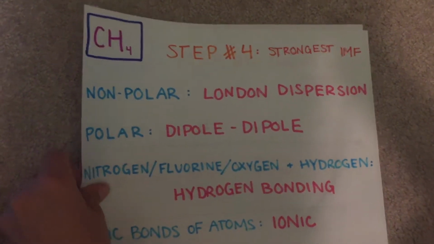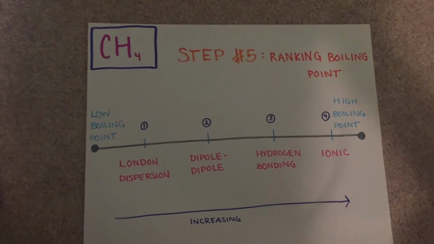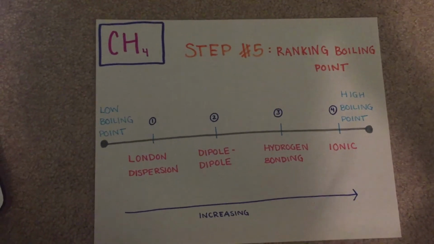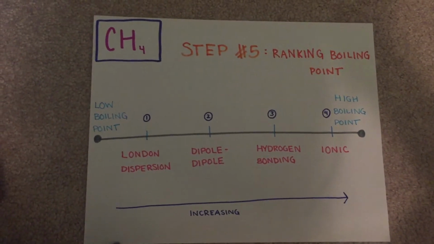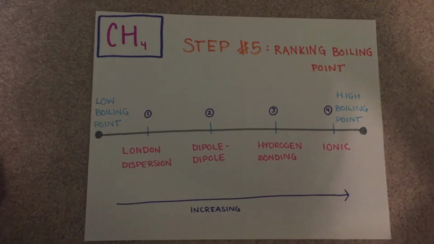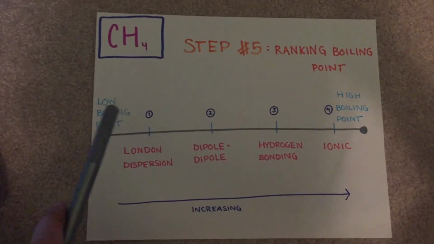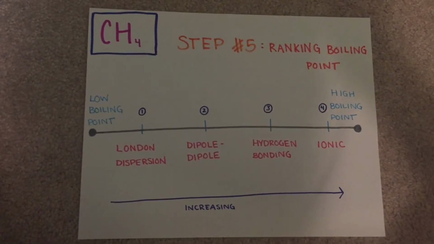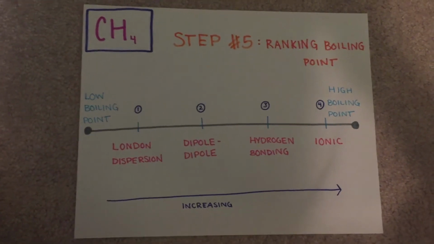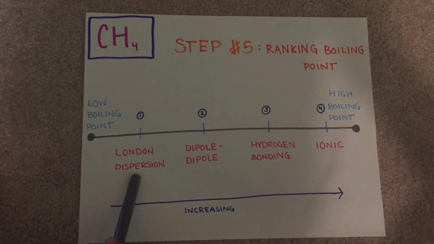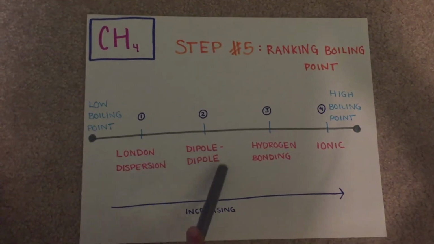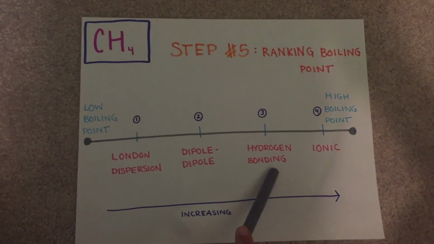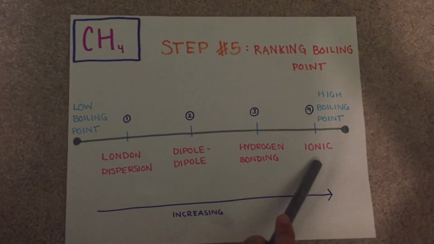The 5th and final step of this process is to rank the boiling points for your compounds. To do that, we just use this handy scale. This scale increases from left to right, from low boiling point to high boiling point. In order from lowest to highest boiling points, the IMFs are rated as London dispersion as the lowest, dipole-dipole as the second lowest, hydrogen bonding as the second highest, and ionic having the highest boiling point.